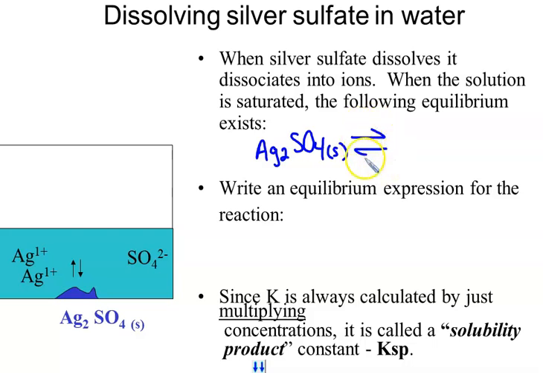So no more RICE for KSP. This is actually ICE going on. So we're going to get some silver ions, and please make sure you always put the ion charge. That is a 1 plus or just a plus. But do you notice there are 2 of them? So you're going to get 2 silver ions. And then you're going to get 1 sulfate ion when this thing dissociates in water. And these are both aqueous.